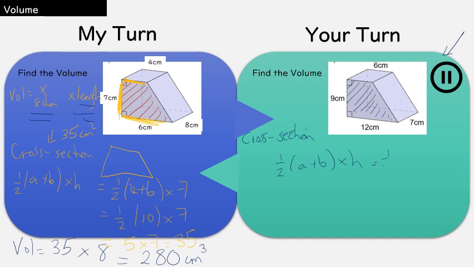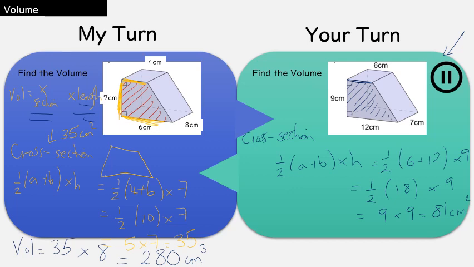So half a plus b, well, a is this top side 6, b is that bottom side 12, times by the height, which is the 9. Half of 6 plus 12, which is 18, times by 9. Half of 18 is 9, and I've got to times it by 9. So we found the area is 81 centimeters squared.